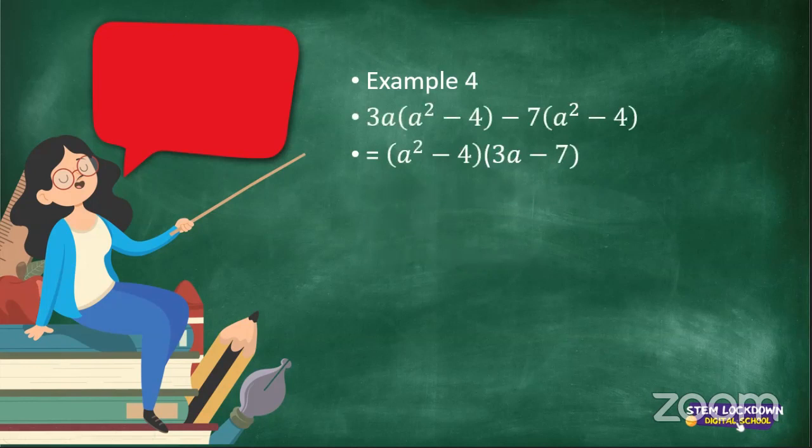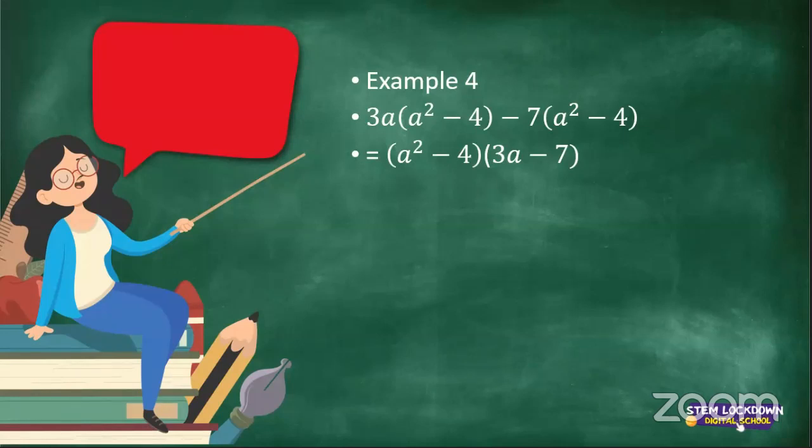In this example 4, just before activity 1, we have said that if you are given this expression here, 3a into a squared minus 4, close bracket there, minus 7 into a squared minus 4, you will be able to see that the common factor between the two terms is a squared minus 4. Why is it a common factor? It appears in both terms.